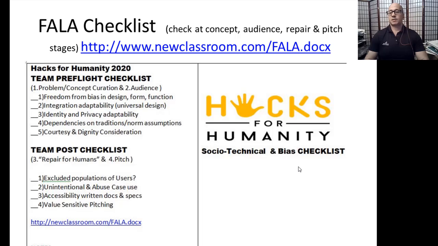Place it within a context of the future. How will it fit into the world in 6 months, in a year? Courtesy and dignity consideration, and this has to do with identity, with gender, with use. Make those conversations happen. And those 5 things are things you want to check for at least 2 of the stages, at the problem, at the concept stage, and at the audience.